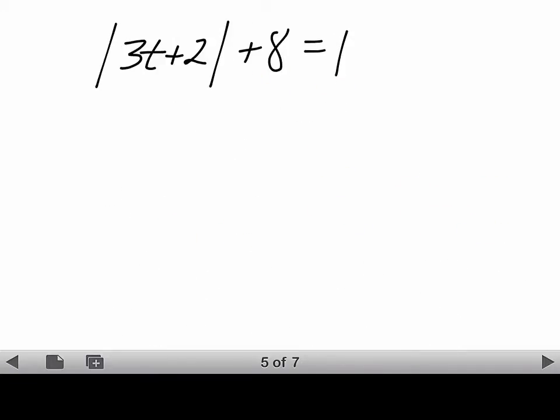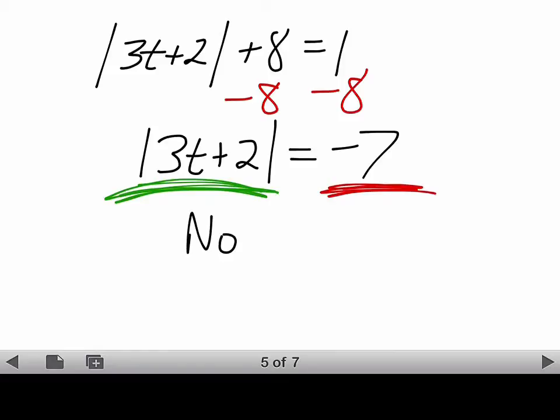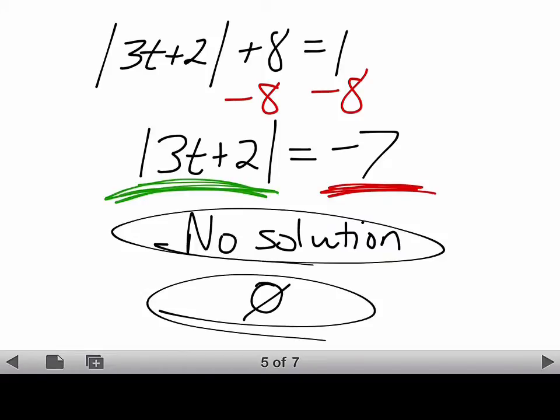Here we have an equation that's similar to the previous one, and our first step is going to be to isolate the absolute value expression, which in this case means subtracting 8 from both sides. And here I see I have the absolute value of 3t plus 2 is equal to negative 7. Now an absolute value expression is never negative. So on the left-hand side we have an expression that's never negative, but on the right-hand side we have a negative number. Since this can never be true, in other words, we have a false statement, we're going to say that this has no solution. And another way to write that would be to use the empty set symbol. Either one of these answers is acceptable.